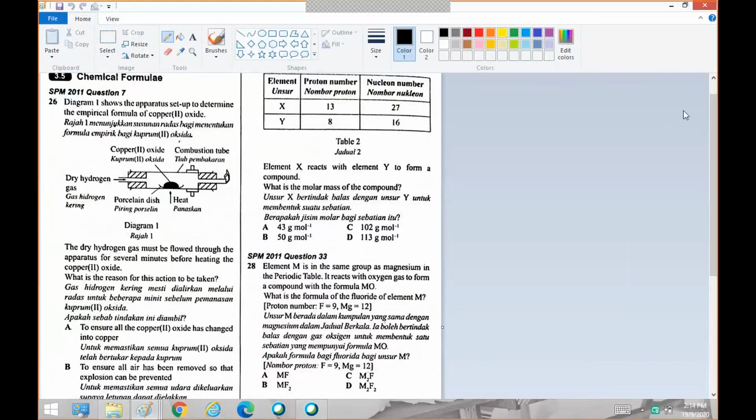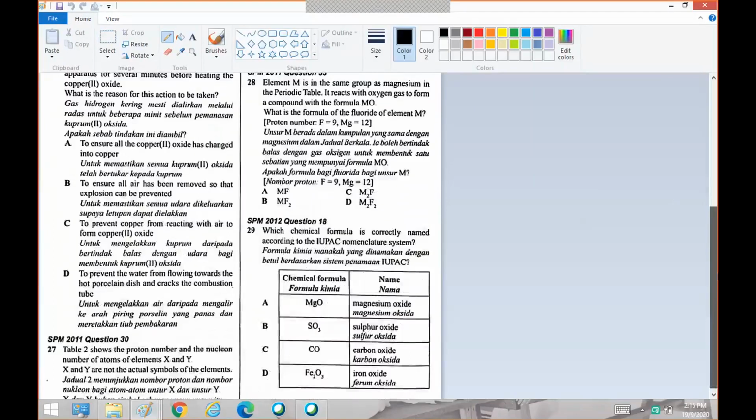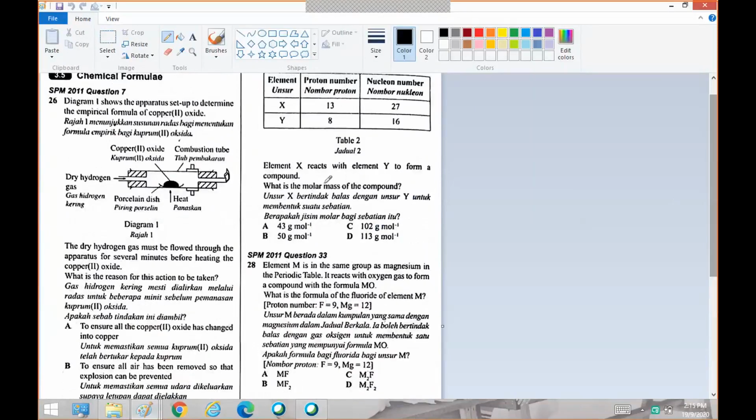For example, if you look at question number 26, this is the apparatus set up to determine the empirical formula of copper oxide. As you can see, they don't ask you to calculate anything. So in this case, you can just answer logically. But then you go to question number 27. Table 2 shows the proton and nucleon number, and so on. Find the molar mass. And then the next one, number 28, also has really nothing much to do with mathematics. So it's kind of a mixture of both. I'm going to focus more on the calculation part.